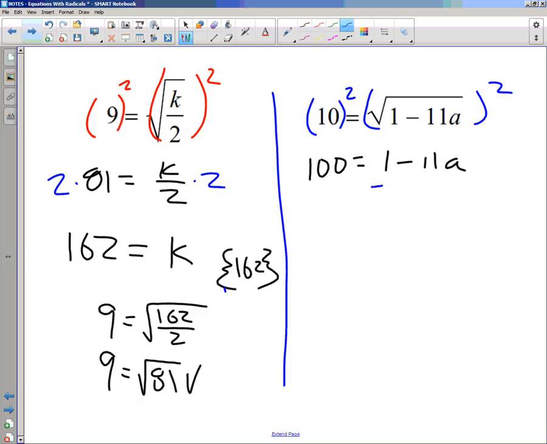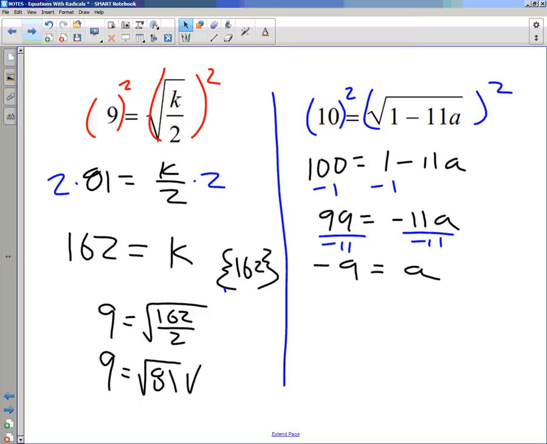Let's start by subtracting 1 from both sides. That will give us 99 equal to just negative 11a. Ones are gone. Then we'll divide by negative 11 on both sides, which will leave us with just an a over here. 99 divided by negative 11 would be negative 9. So we think that our answer is negative 9, but I'm going to go back to our original equation, check and make sure that works.